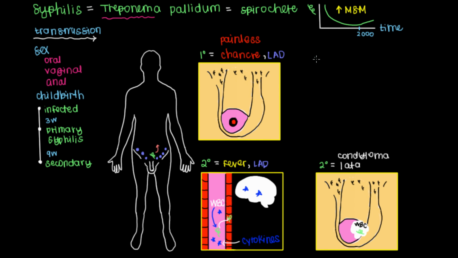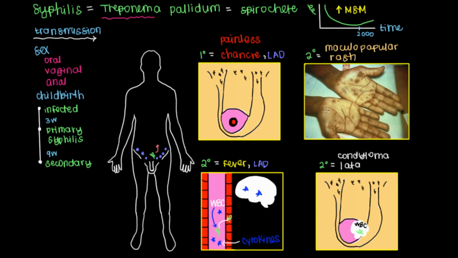And finally, one of the last classic symptoms you'll see with secondary syphilis is this very characteristic skin rash that's referred to as a maculopapular rash. So macular meaning just flat, papular, which means, ironically, raised. So either a flat or a raised rash. A maculopapular rash that occurs all over the body, as you'll see down here.